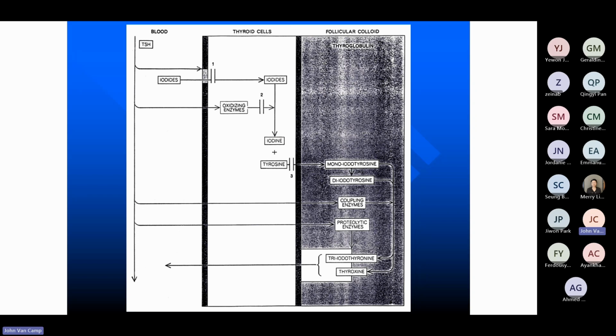There they are oxidized with the production of iodine. You need oxidizing enzymes for that. And the iodine will complex together with the tyrosine amino acid, producing the mono and the di forms. And then by coupling enzymes, you can go into the tri form and the thyroxine form. And so the T3 and the T4 form.